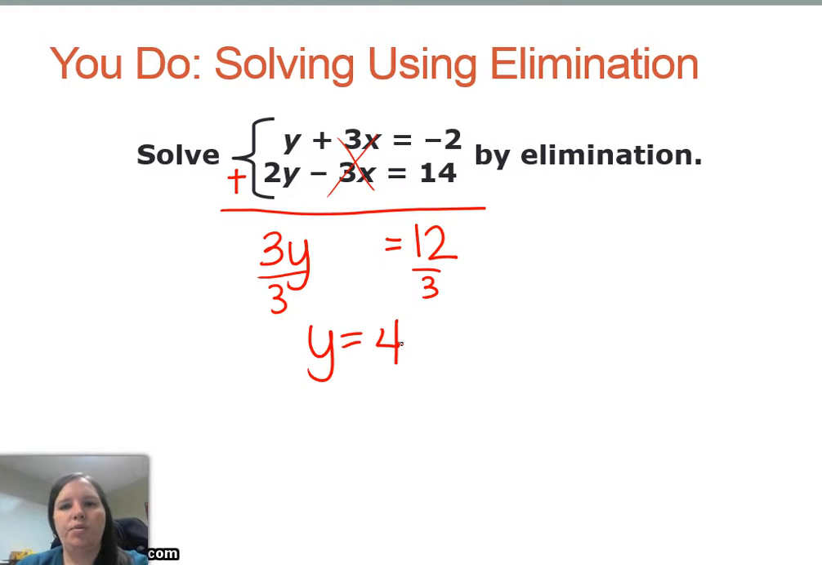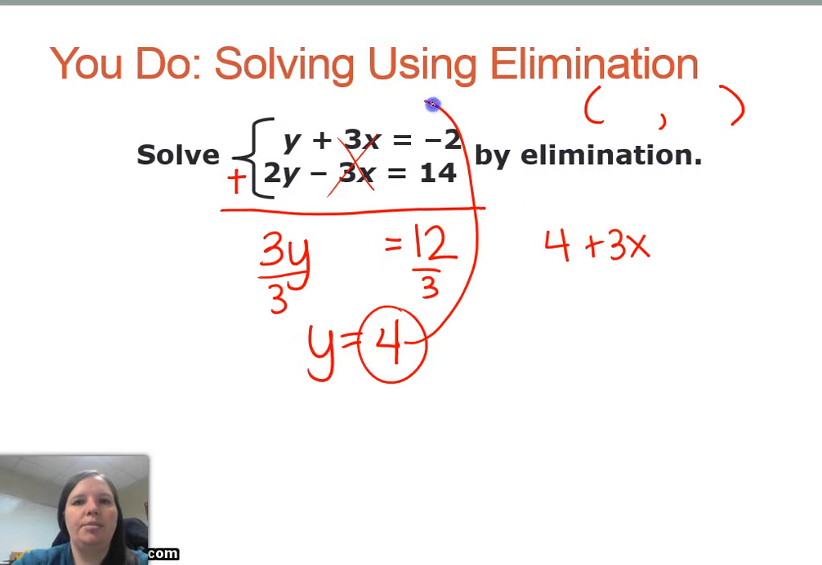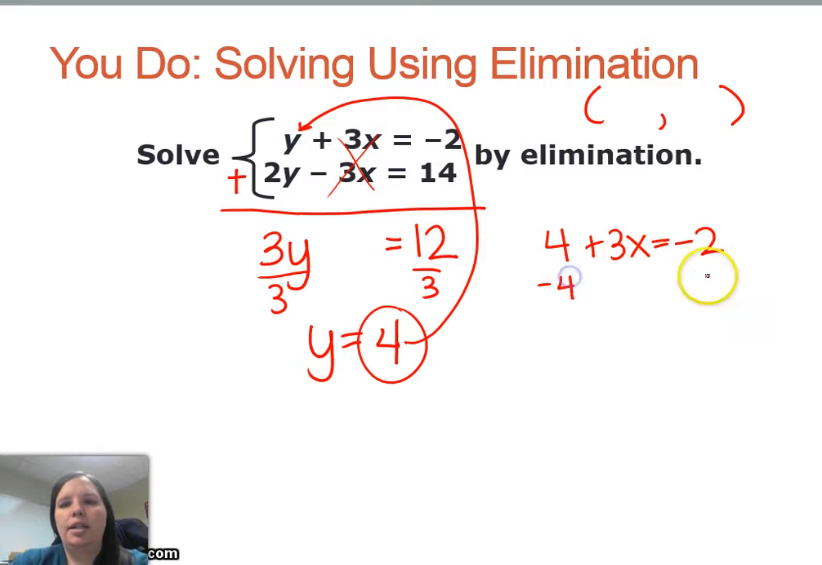So y equals 4. Now to get my value of x, because I need an x value, comma, y value, I'm still looking for the point where these two lines intersect, I'm going to take that 4 and plug it in. I'm choosing to plug it into the first equation, substituting it in for y. So there's still an element of substitution in these equations. And I'm going to solve for x.